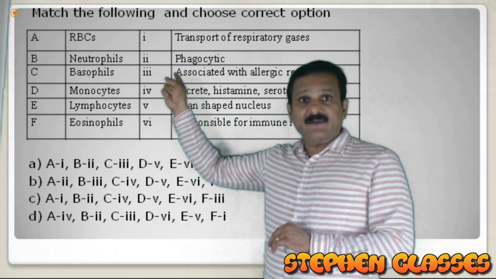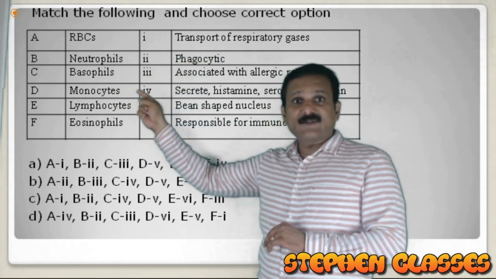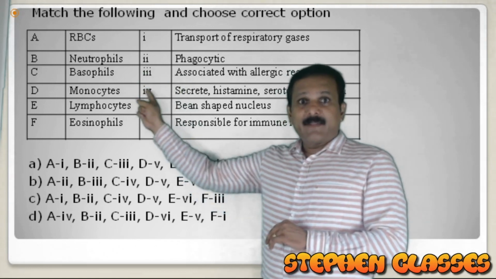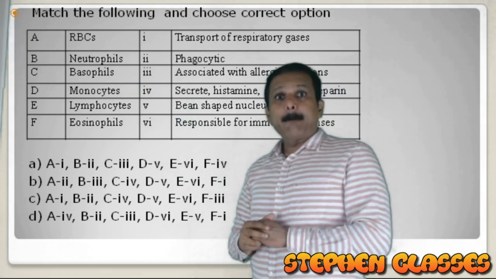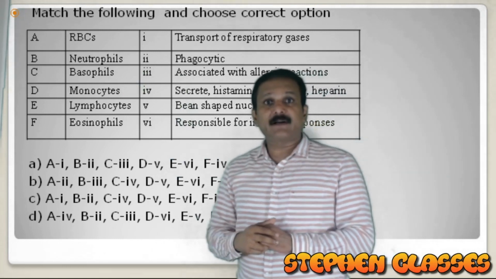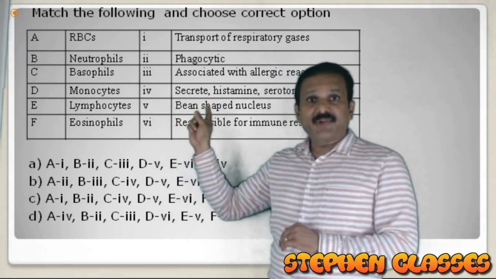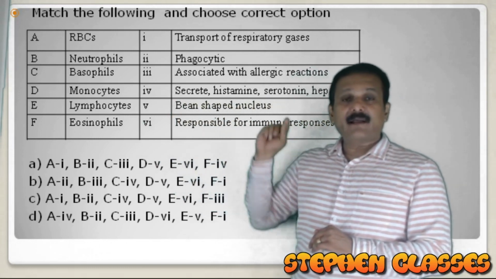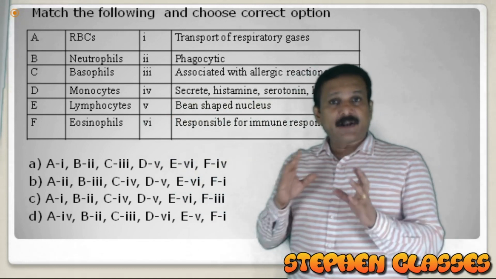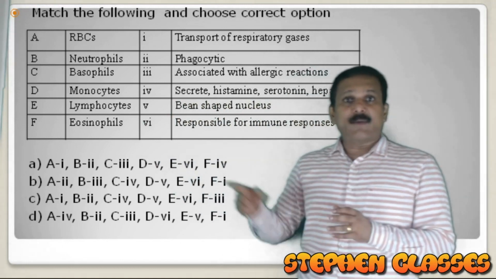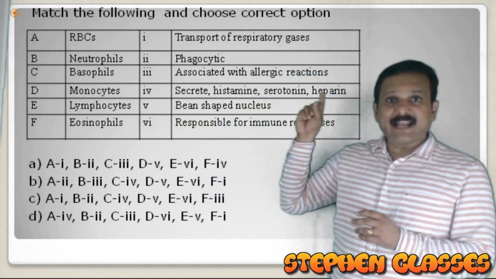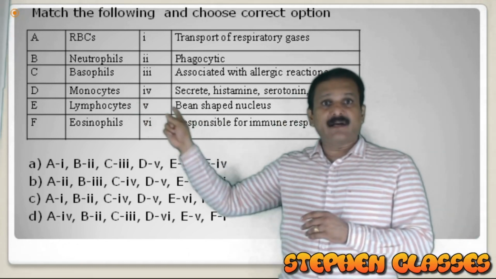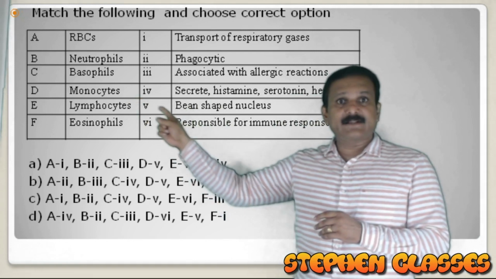Monocytes are also phagocytic, but here for monocytes we can give another option, bean-shaped nucleus, right? Then what about basophils? Basophils you can match with secretion of histamine, serotonin and heparin. Histamines are inflammatory substances. Serotonin is a vasoconstrictor. And what about heparin? It is an anticoagulant. Then we have monocytes matched with the bean-shaped nucleus.